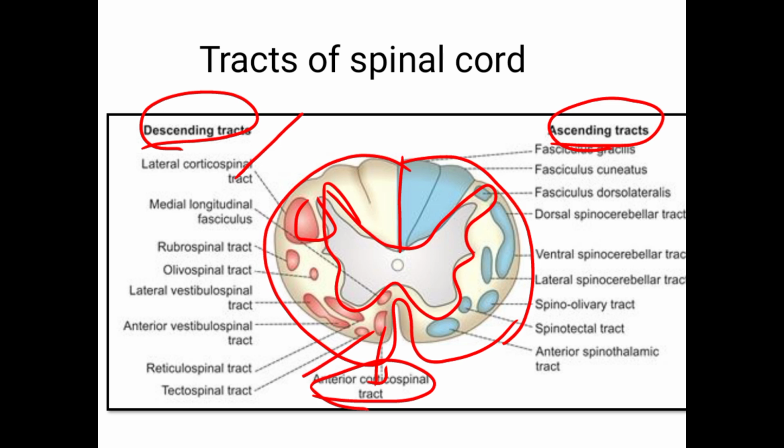You can see here, that is called the tectospinal tract, rubrospinal tract, anterior and lateral vestibulospinal tract, olivospinal tract, rubrospinal tract, and here you can see the medial longitudinal fasciculus. So practice the diagram and learn the tracts present there. The important tract to be remembered here, the descending motor tract, is the pyramidal tract, that is the corticospinal tract, in that two, the anterior and the lateral corticospinal tract.